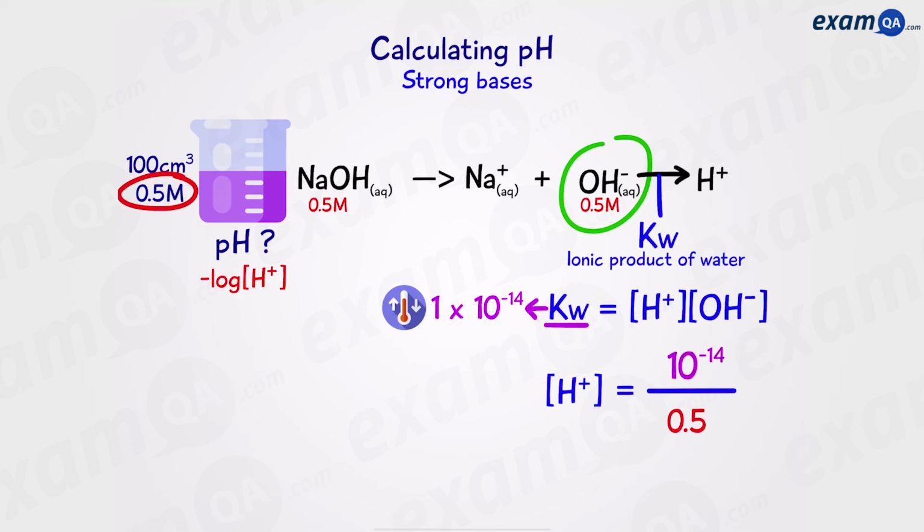So we can write here 10 to the minus 14. So that means the concentration of hydrogen ions will be 2 times 10 to the minus 14. Okay, now that we know the concentration of hydrogen ions, all we have to do now is minus log it. And that gives us a pH of 13.69. And that makes sense. Considering it's sodium hydroxide, it should have a pH that's close to 14. And that's how you calculate the pH of strong bases.